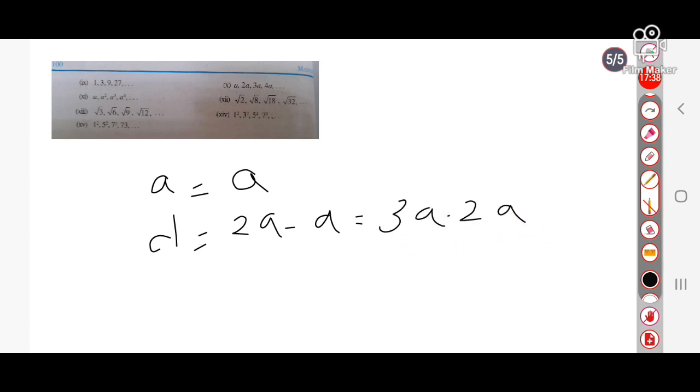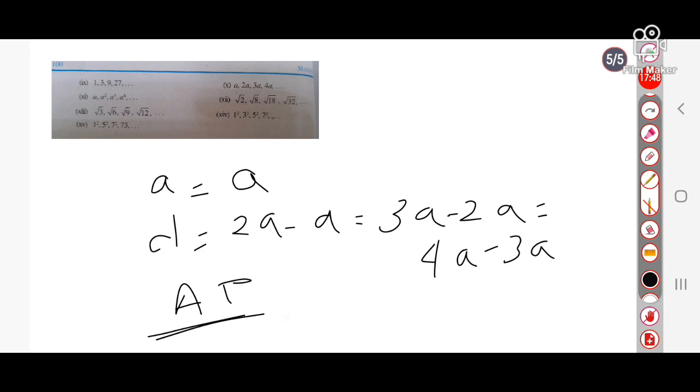Yes. Similarly, 10th subdivision: A, 2A, 3A, 4A. Again the first term will be A. Common difference is 2A minus A, that is equal to A. Again 3A minus 2A, again A. Again 4A minus 3A is also A. Therefore the common difference is the same, hence it forms an AP.